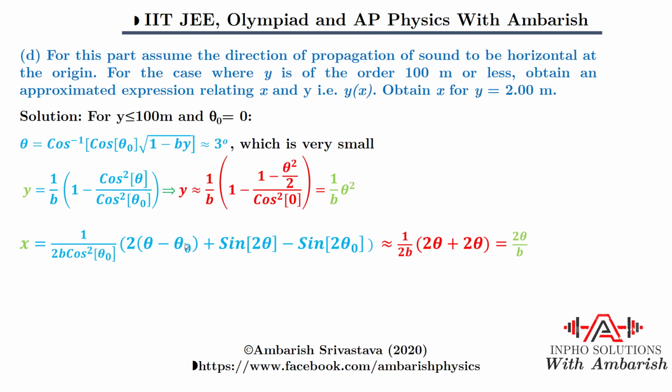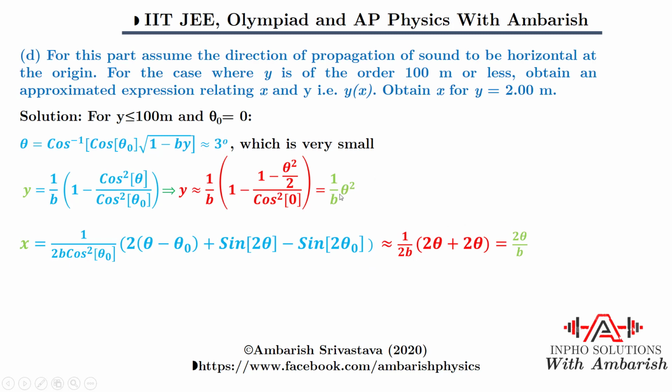And what about x? For x also, this result we had found on the previous slide when we had found x as a function of theta. In this also you substitute theta naught equal to 0. If you put theta naught equal to 0, this simplifies to x is equal to 1 by 2b into 2 theta plus 2 theta. Okay, sin 2 theta can be written as 2 theta, and this is 2 theta anyway, and theta naught is 0. So this is 2 theta by b, y is 1 by b theta square.